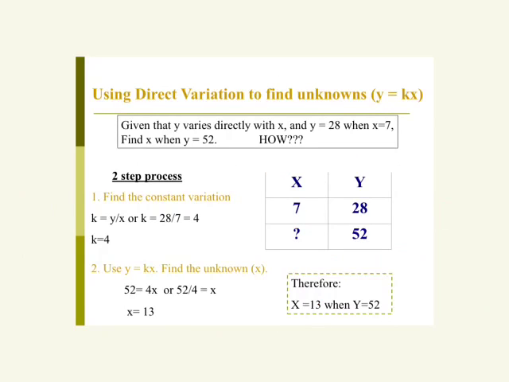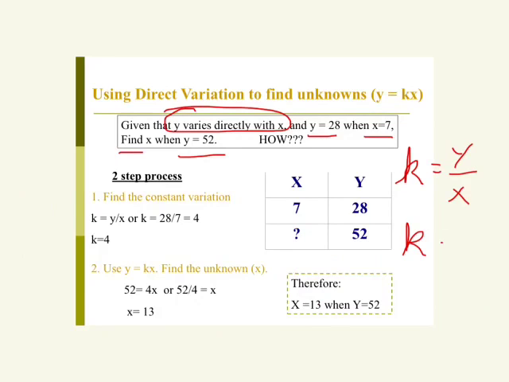So, if we're given some values and we know that it is a direct variation, so y varies directly as x, and we know that y is 28 when x is 7, they want us to find x when y is 52. One way of doing this is to use our direct variation equation. Since y varies directly as x, we can find our constant k by taking y divided by x, which in this case is 28 divided by 7, so k would equal 4.